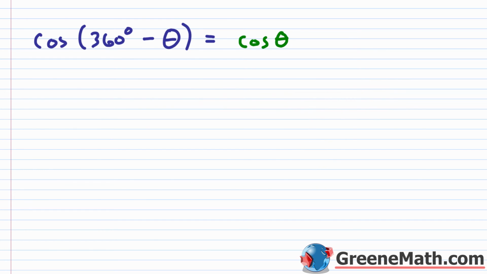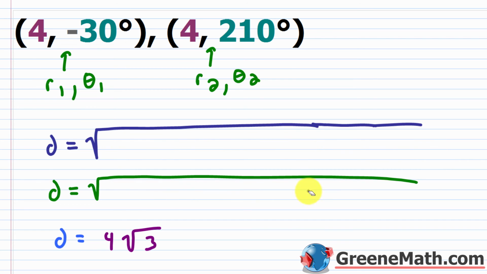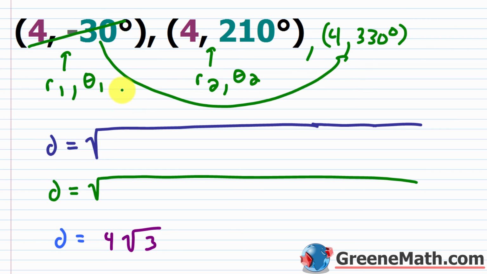Let's go back now and see what would happen. Let me go ahead and erase this. We'll keep this here for now. Let's see what would happen if we converted this over. Instead of having 4 comma negative 30 degrees, let's add 360 degrees and say that our other point is now 4 comma 330 degrees. I'll just put this over here and line this out for a moment. And I'll say this is my r sub 1 comma theta sub 1. And maybe we can just erase this for now, just so it's clear what we're doing.